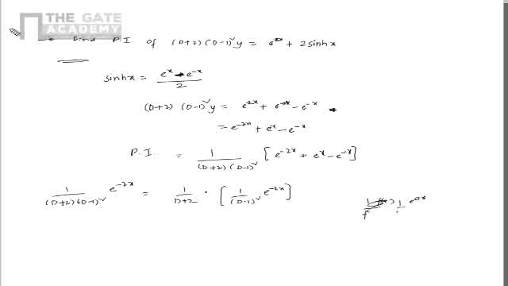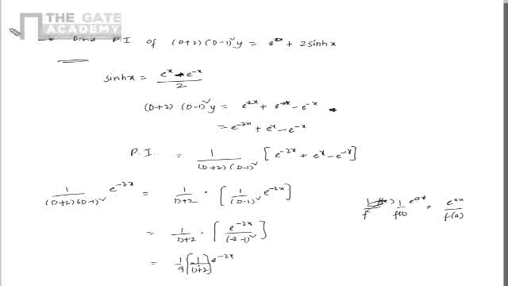So now I can apply the formula: 1 by f of D, e power ax, becomes e power ax by f of a, provided that f of a is not 0. So I can apply that: e power minus 2x by (minus 2 minus 1) whole square, so that will be basically 3 square, which is 9. Now e power minus 2x by D plus 2.